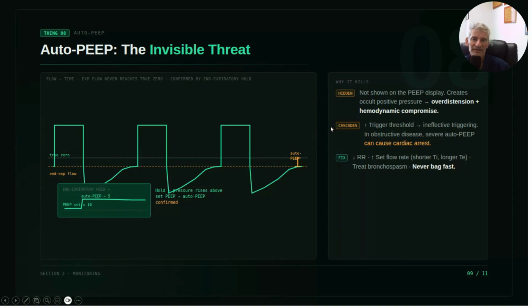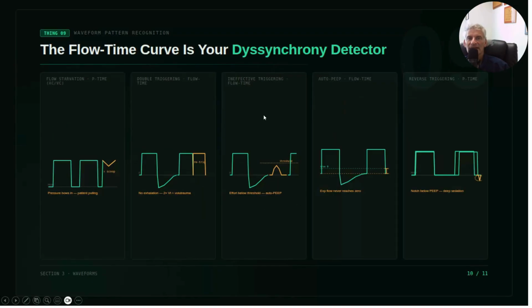So that you could check. It's often very hard if a patient's breathing very fast, but if they're completely sedated, you could definitely check, especially when they're paralyzed. It's the easiest time to check, and you press auto PEEP on any of the ventilators. The problem with auto PEEP is that it can increase your trigger threshold. Ineffective triggering is one of those causes. Of course, severe auto PEEP can cause cardiac arrest. That's when you would disconnect the ventilator. A fix would be to decrease the respiratory rate or increase the set flow rate. Never bag fast.